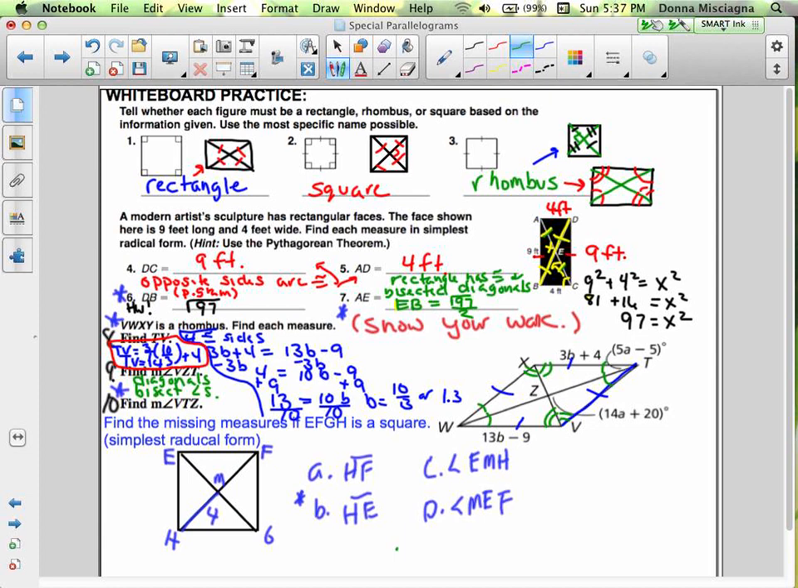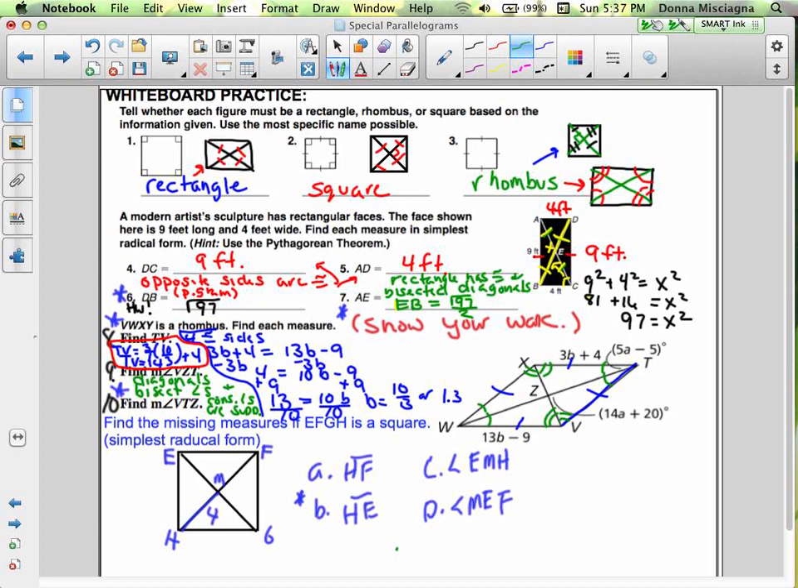But we don't have a whole lot of information here about the angles. Something else that is true is that consecutive angles are supplementary, because this is a parallelogram. Now let's see if we have enough. We actually do not right now have enough.